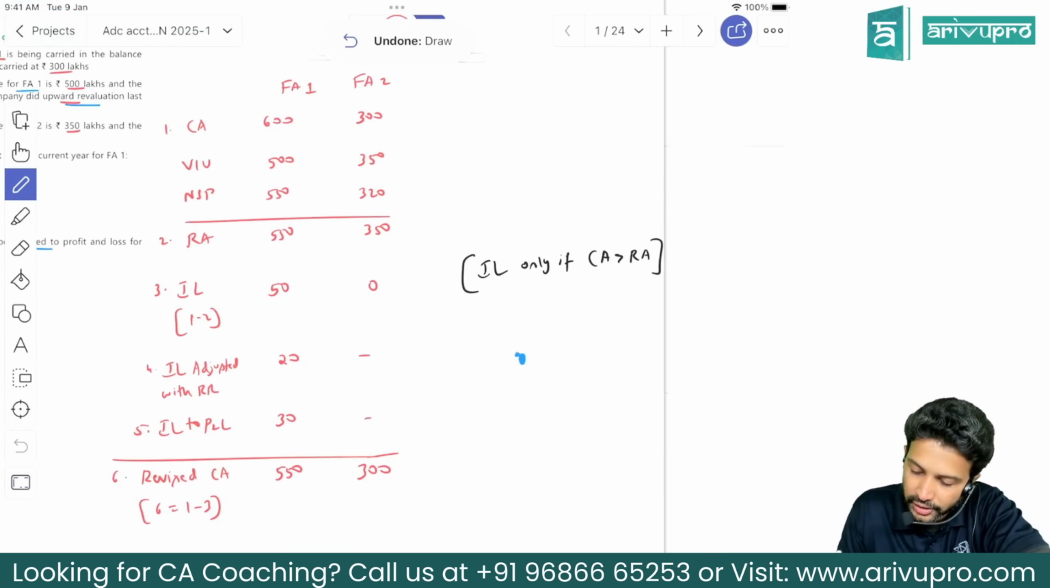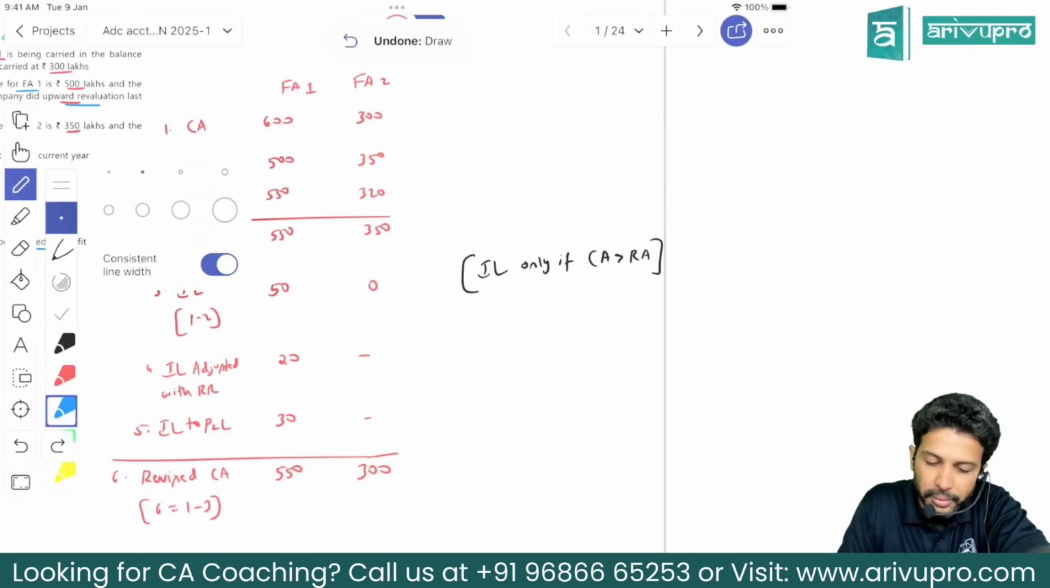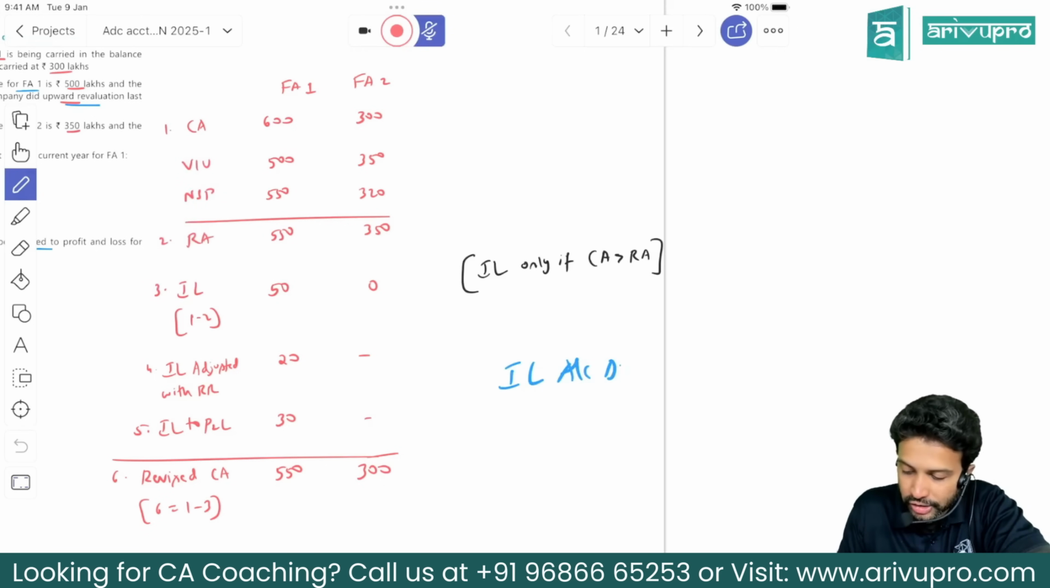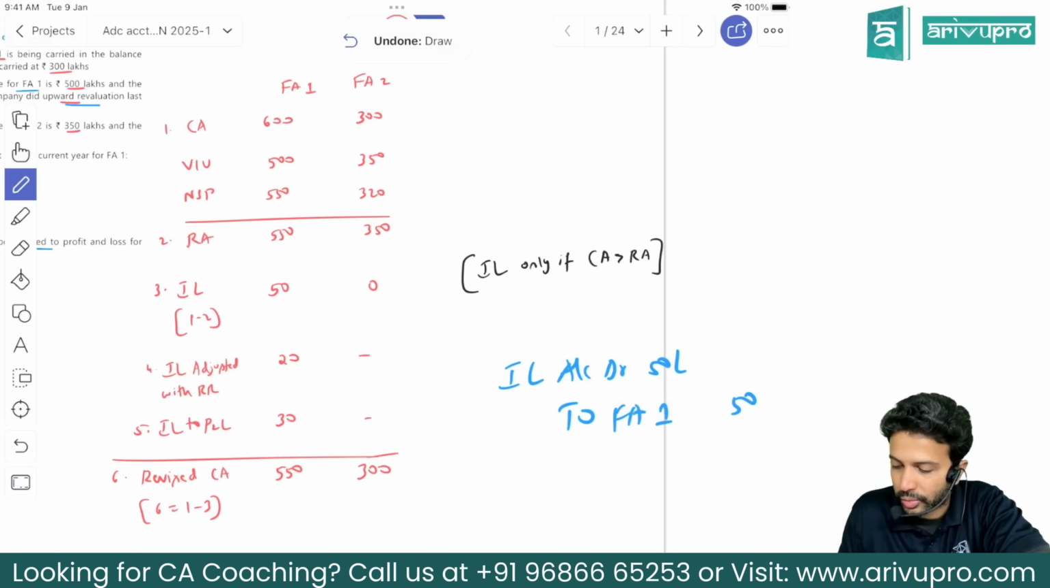What is the journal entry for impairment loss? Impairment loss account debit 50 lakhs. I think all the numbers are in lakhs. To PPE, which PPE is that? FA1, 50 lakhs.